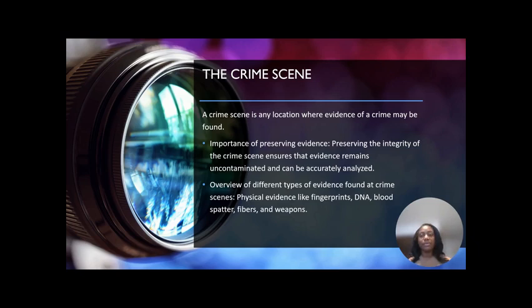So say, for example, we have a footprint, and we think that footprint may belong to the suspect, and then a crime scene investigator comes and steps on top of that footprint, they have now contaminated the footprint and they've now contaminated the crime scene, because now we can't establish if that actually belongs to the crime scene investigator or if that footprint belongs to the perpetrator.